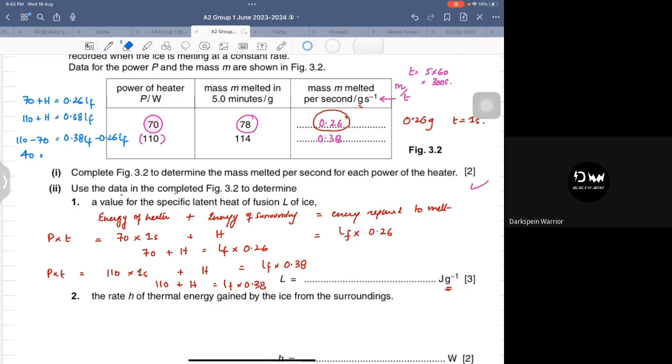Okay, so 333 joules per gram would be your answer. 333. Okay. Anyone who could not understand this, please let me know.